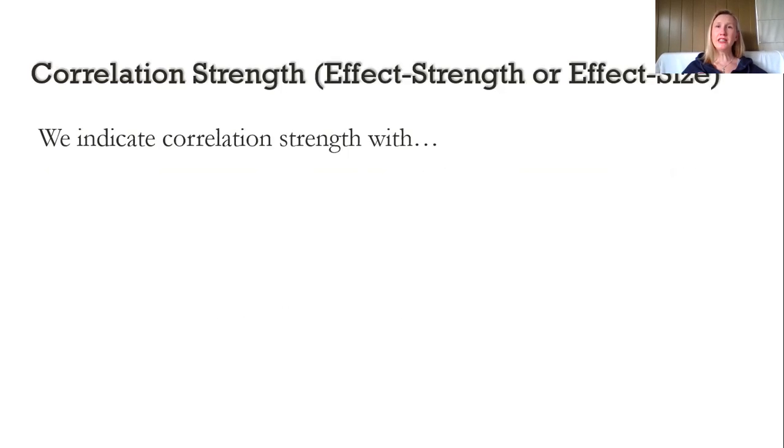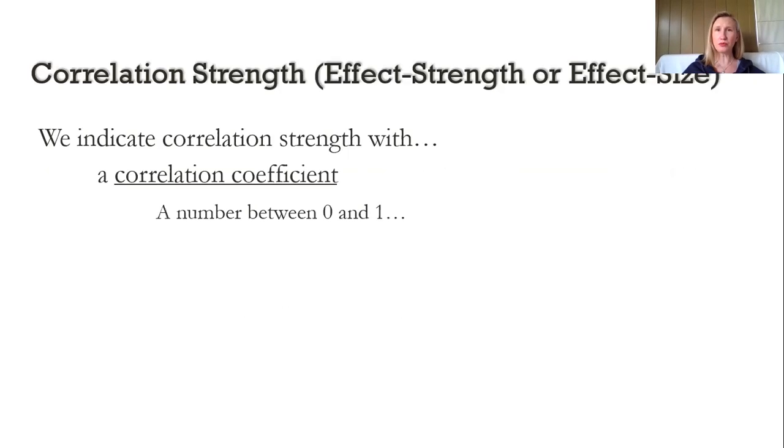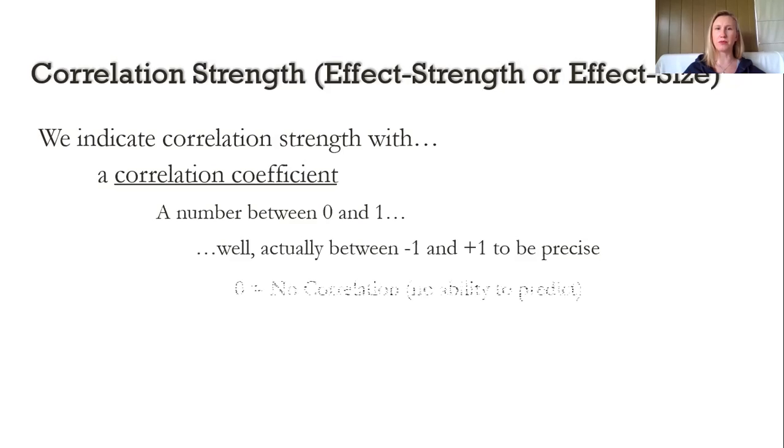Now, we can indicate the strength of a correlation with what we call a correlation coefficient. This is a number that's calculated between 0 and 1, or more precisely, between -1 and +1. The closer our correlation coefficient gets to 0 on either the positive or the negative side, the more that means we are not seeing any correlation between our variables.